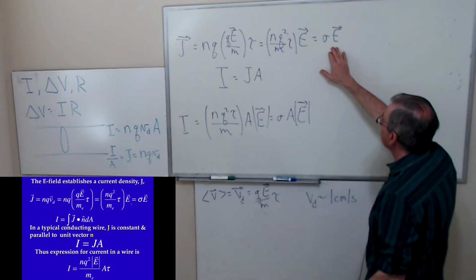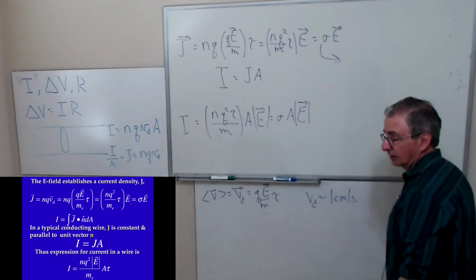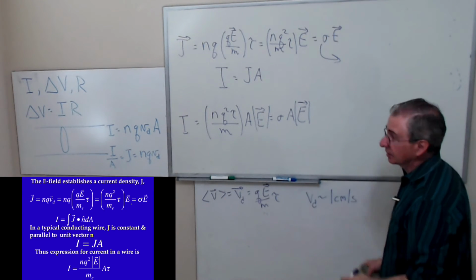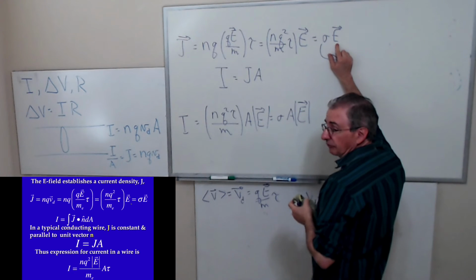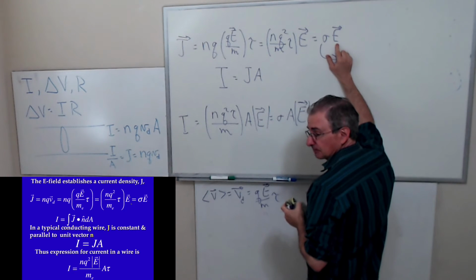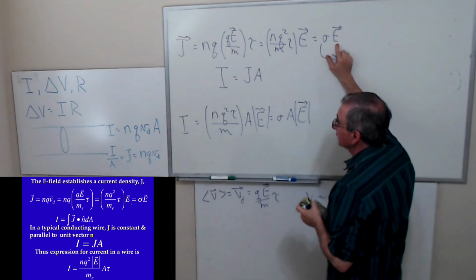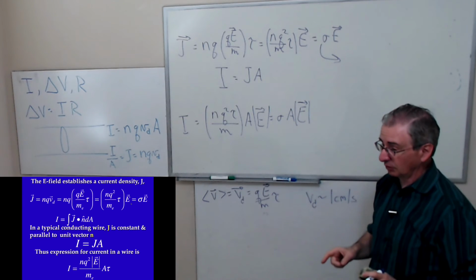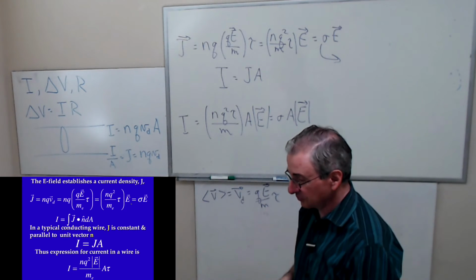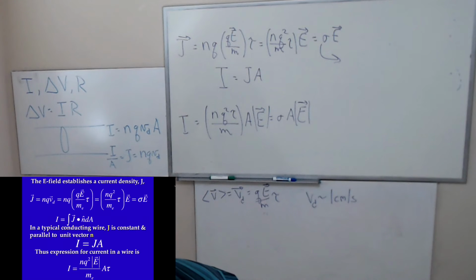It turns out that this equation, the fact that J, the current density, is proportional to the electric field, is Ohm's law. J is proportional to the electric field independent of the value of the electric field between the wires. That's actually Ohm's law. That's a more fundamental way to write Ohm's law.